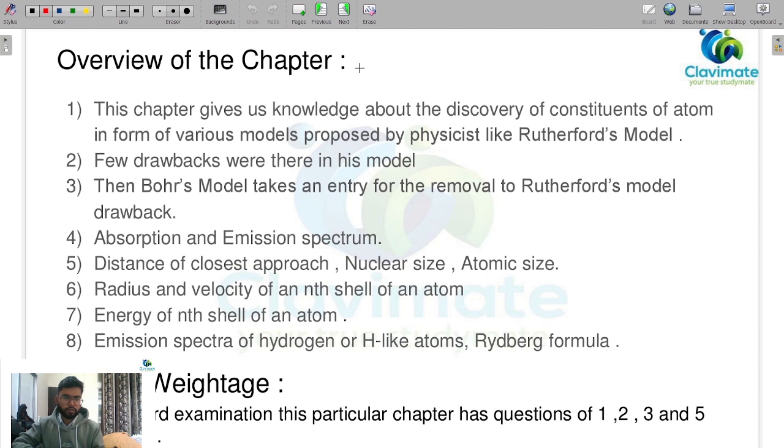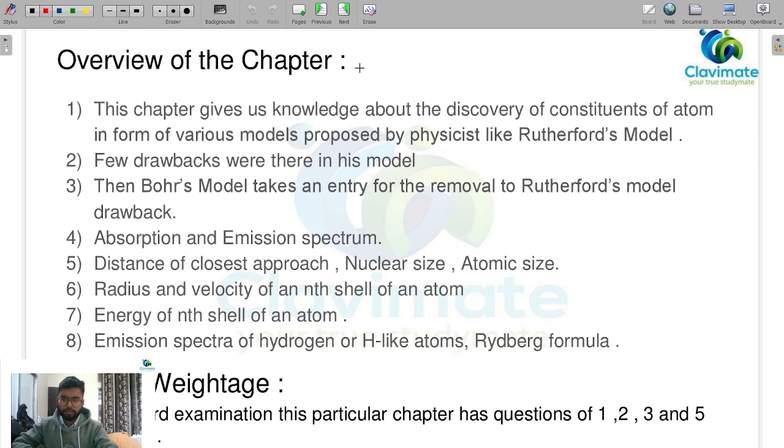So, this chapter will give us knowledge about the discovery of constituents of atom in various models, which is proposed by physicists like Rutherford and which has been given by Rutherford's model. Then, few drawbacks that are present in the model, and how Bohr improved his model and removed the limitations, and then the absorption emission spectra, distance of closest approach, nuclear size, atomic size, radius and velocity of nth shell of an atom, energy of an nth shell of an atom, then emission spectra of hydrogen or H-like atoms, Rydberg formula.